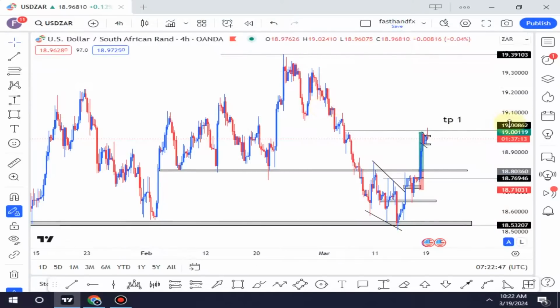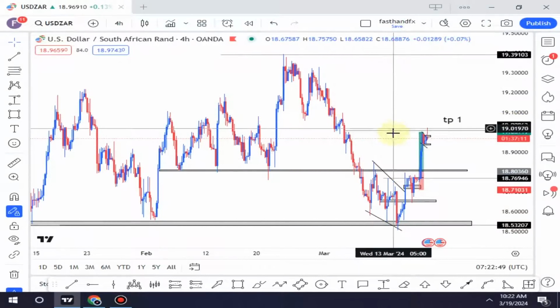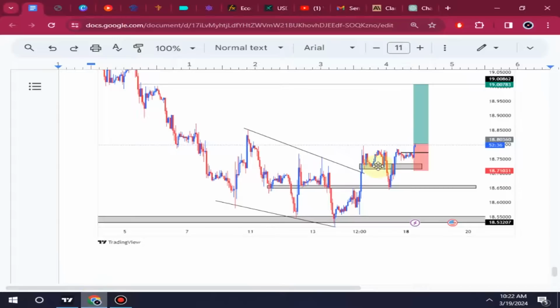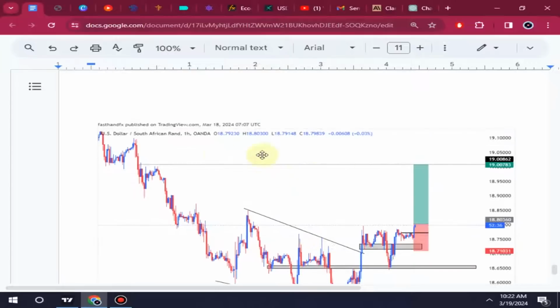I want us to talk about this trade, USD ZAR. It was an amazing trade, of course, and let me just show you before. This is it, and I gave this out as a free signal, guys. You can try to zoom right here. That was on March 18th, and today is the 19th.